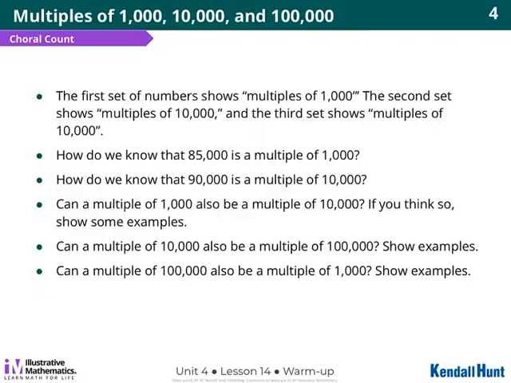Okay, the second set of numbers we counted by were multiples of 10,000. And the third set shows multiples of 100,000. Does that make sense? Yes. Great. How do we know that 85,000 is a multiple of 1,000?